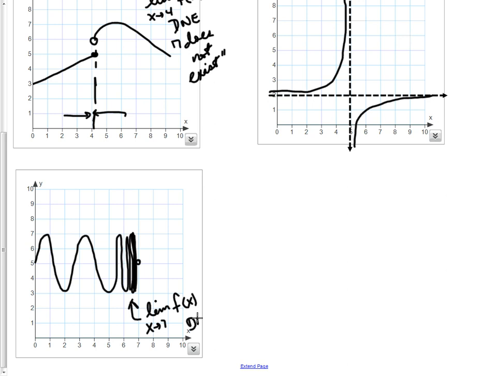So those are the three situations that we're going to have to look out for, and as we get closer to it, we'll find out how that works.